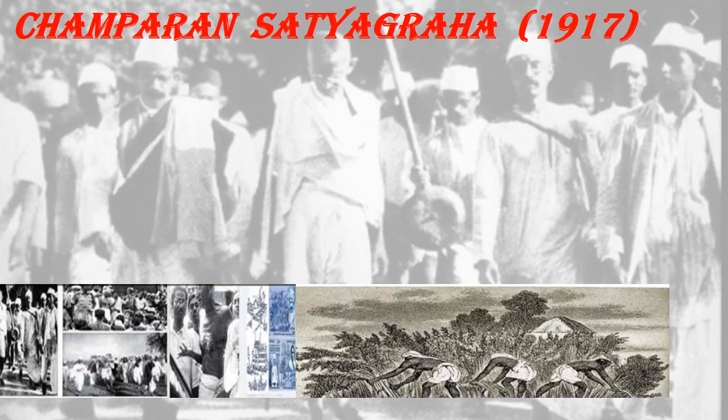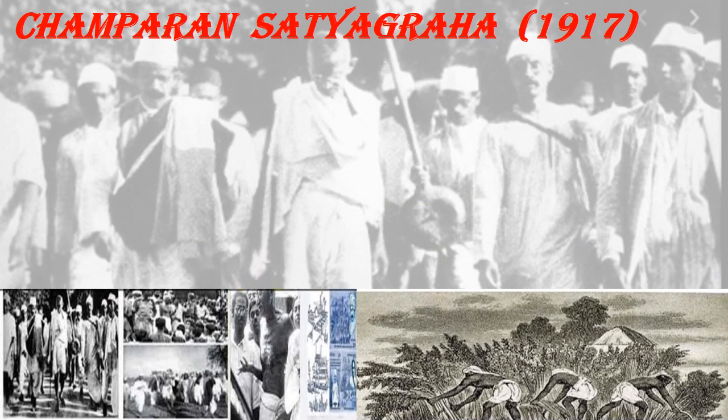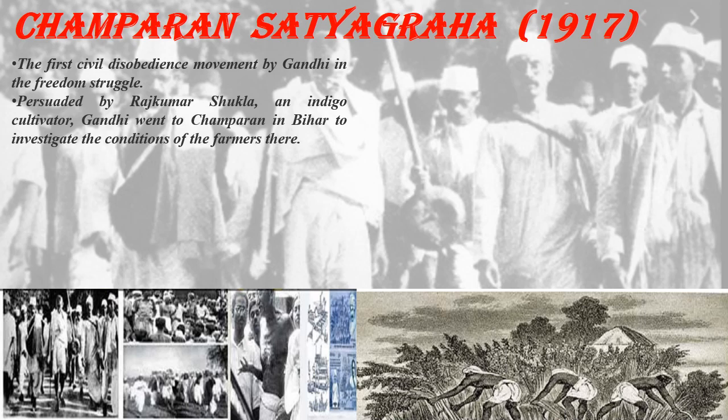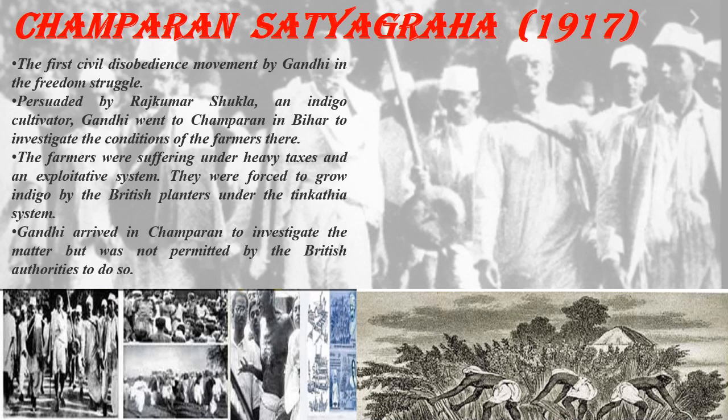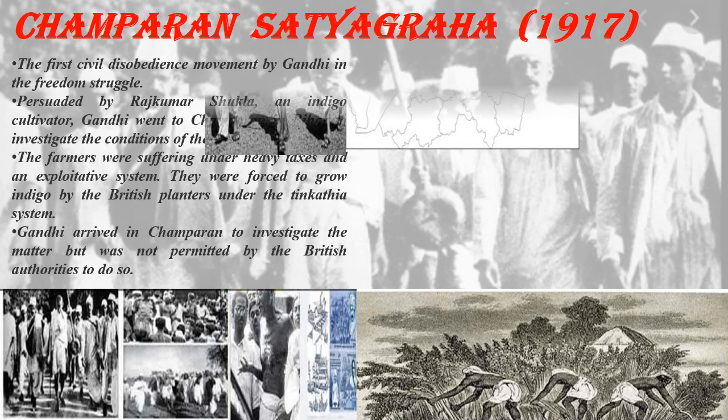Champaran Satyagraha. It was the first civil disobedience movement by Gandhiji in the freedom struggle, prompted by Rajkumar Shukla and the indigo cultivators. Gandhiji went to Champaran in Bihar to investigate the conditions of the farmers there. The farmers were suffering under heavy taxes and an exploitative system. They were forced to grow indigo by British planters under the Tinkathia system.